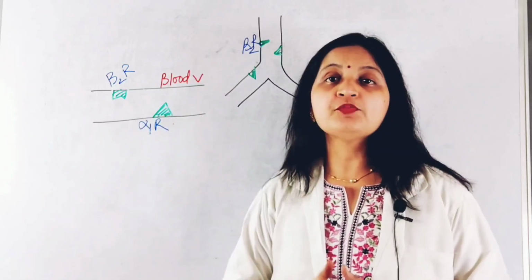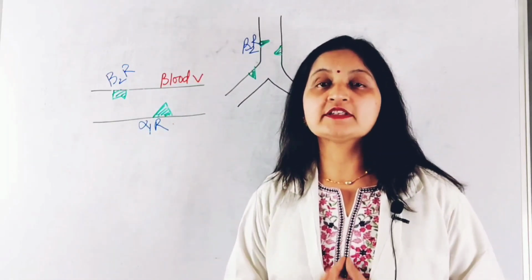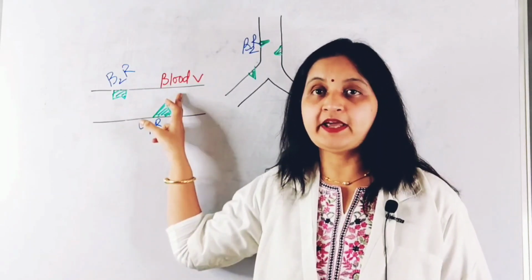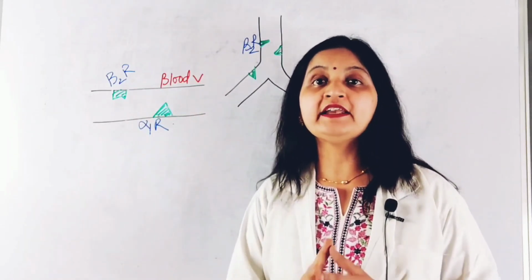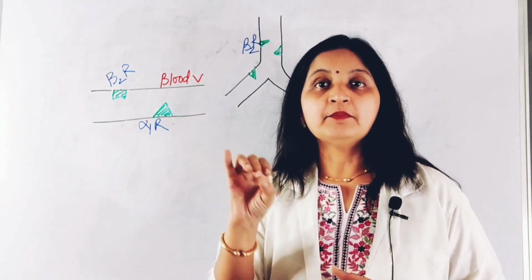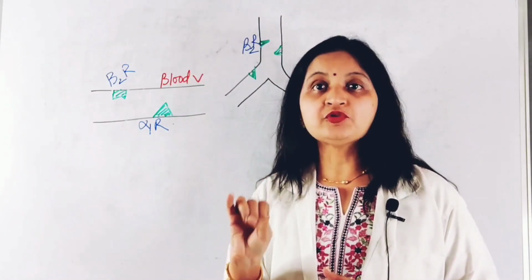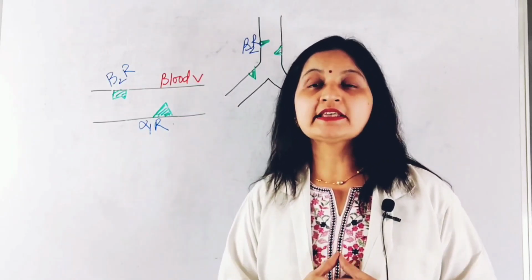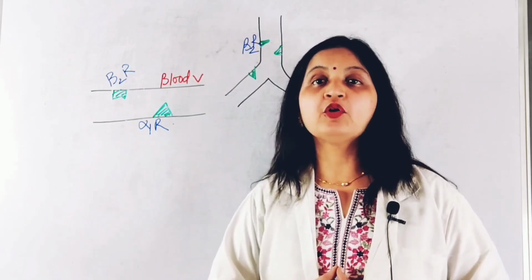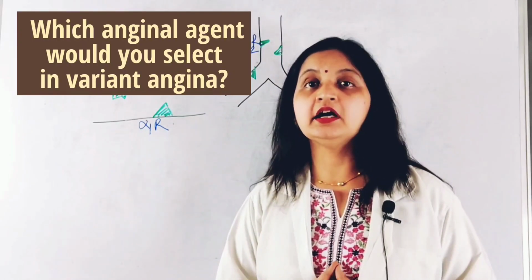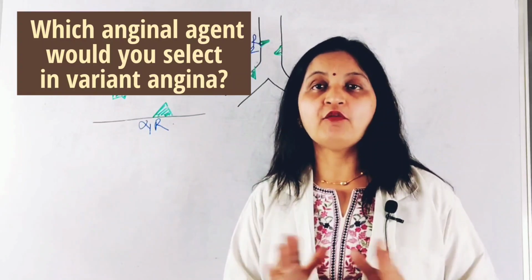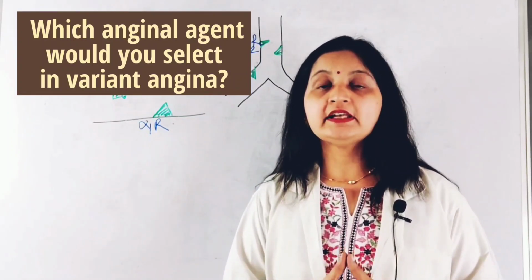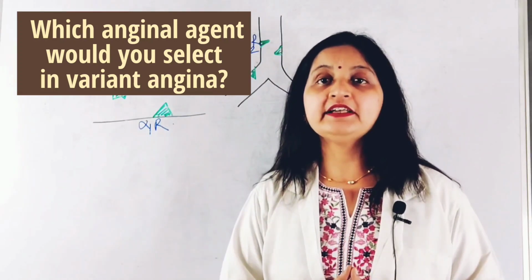So unopposed stimulation of alpha-1 receptors causes vasoconstriction, and this further reduces the blood supply to the heart in patients with variant angina, where the blood vessels are already constricted and the blood supply to the heart is already compromised. This can aggravate chest pain, and therefore beta blockers, particularly the non-selective beta blockers, are avoided in patients with variant angina. So which anti-anginal agent would you select in variant angina?